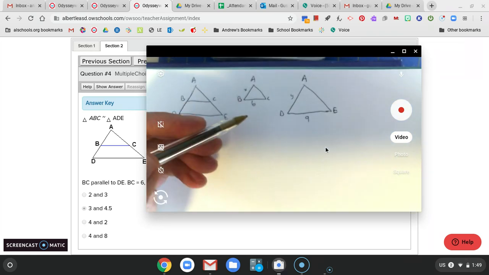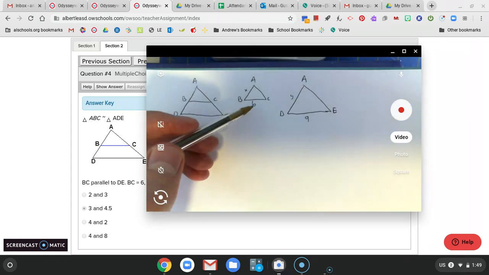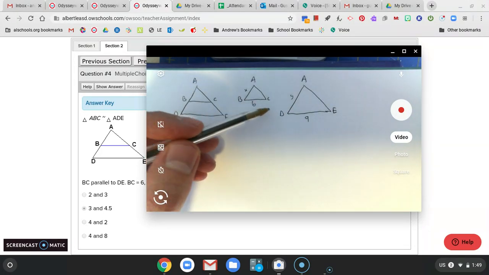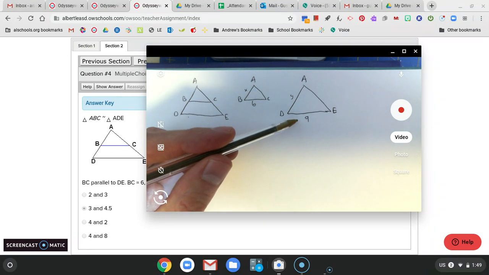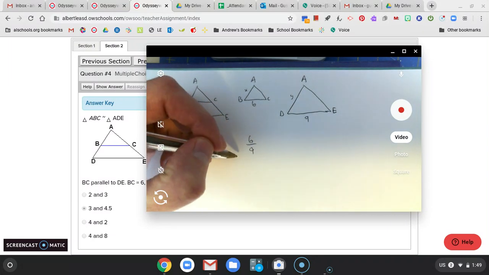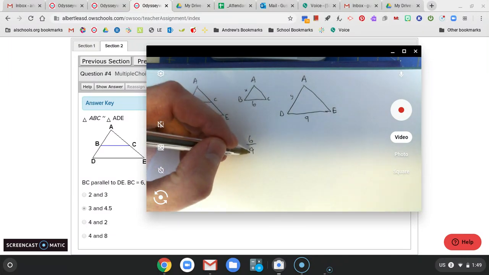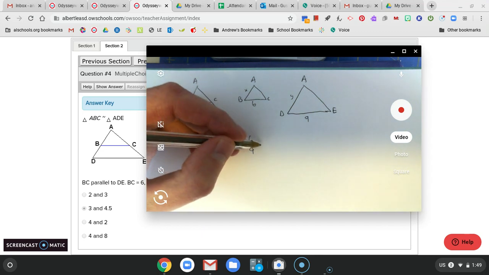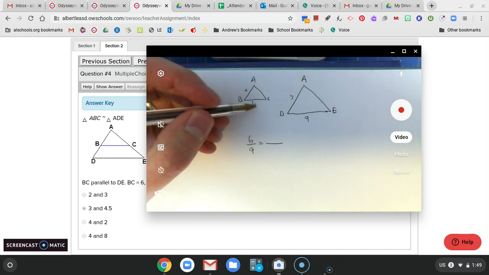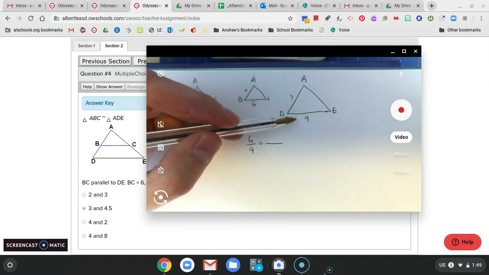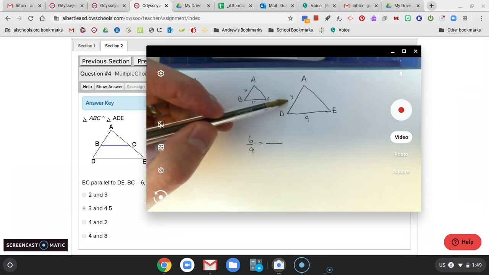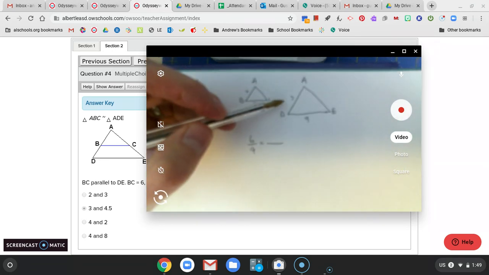So here's my image. 6 and 9, BC and DE, match up. They're corresponding to each other. So I'm going to set up a proportion. 6 and 9 match up, so that's a ratio right now. And that's got to be equal to x and y. I read from the small triangle to the big triangle, and now I'm going to read from the small triangle to the big triangle again.